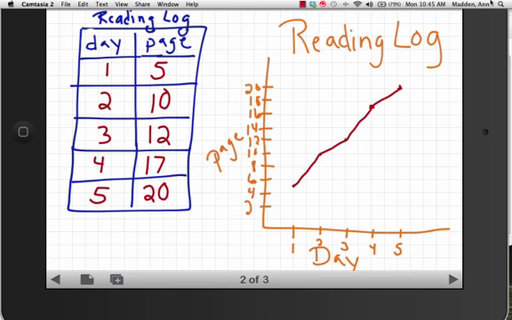Now if I were to bring in that vocab word of trend, or the general direction of the data, it shows that it is rising or going up. So if I were asked a question, what do you think would happen on day 6? I would guess that they would be above page 20 because my general direction is increasing.